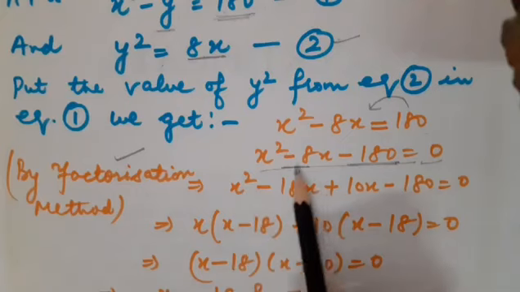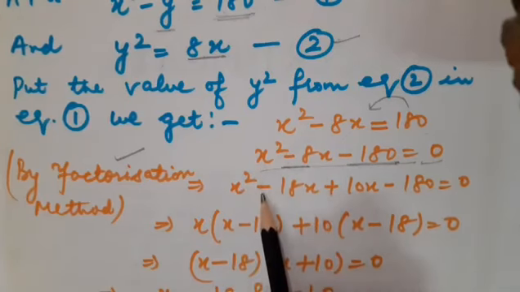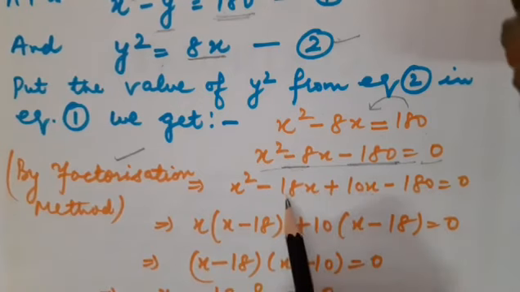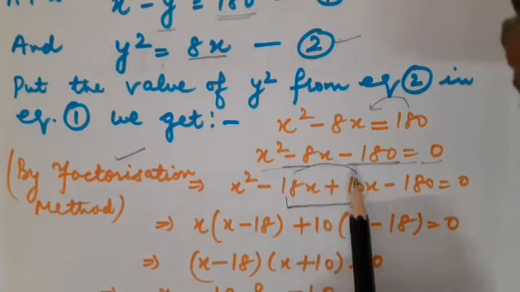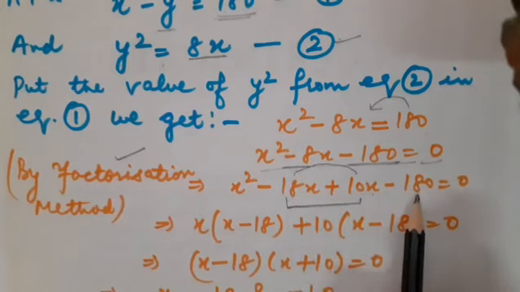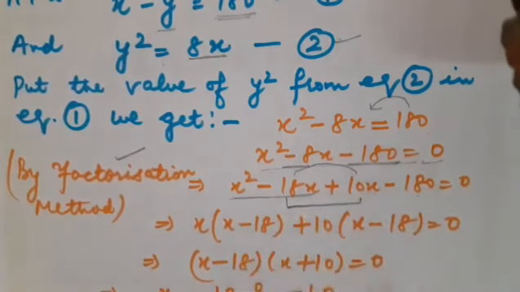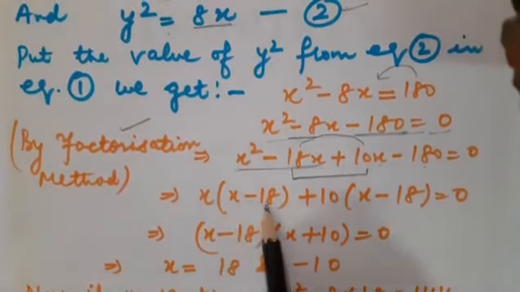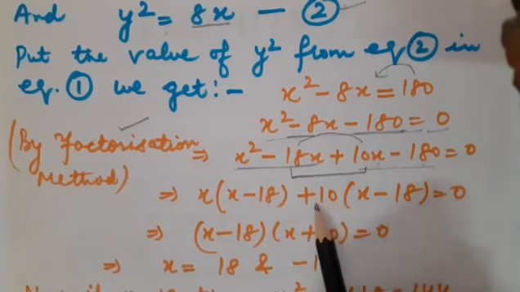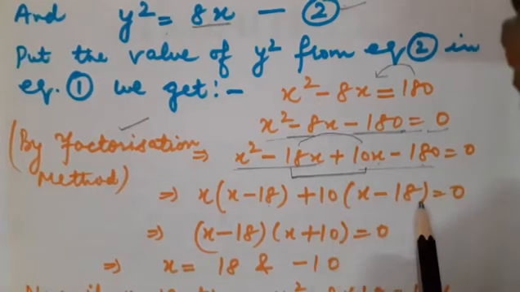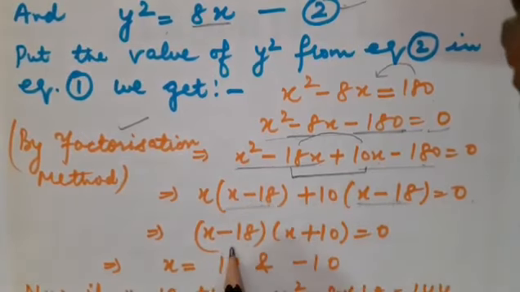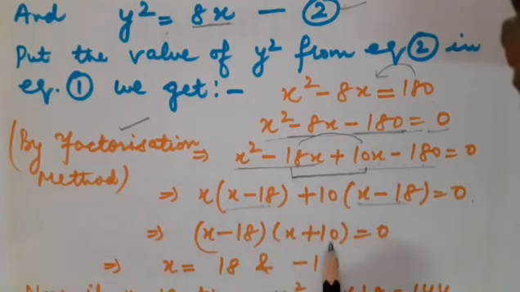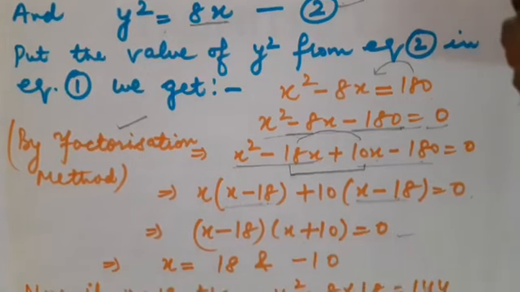So after splitting the middle term, I have got, children, x square minus 18x plus 10x minus 180. Look, minus 18 plus 10 will give you minus 8 and the product of minus 18 and 10 will give you minus 180. Correct? Now from the first two terms, I am going to take x as common. So inside the bracket, I have got x minus 18. From the last two terms, I am going to take plus 10 as common. So I have got x minus 18. This is x minus 18, this is also x minus 18, will be written once only. So I have got x plus 10 as the other factor is equal to 0.